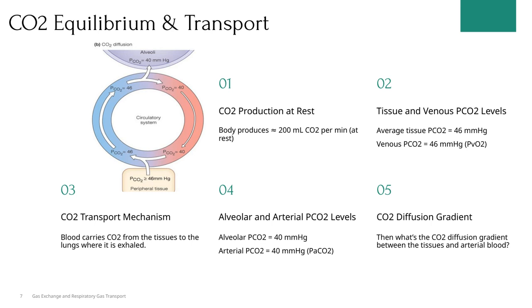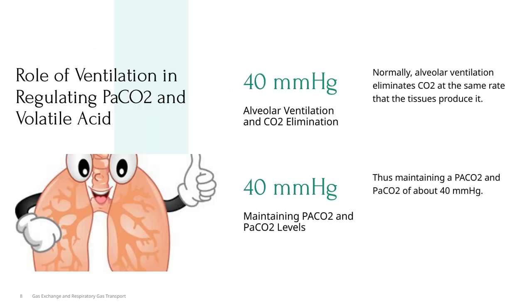Now, let's talk about the role of ventilation in regulating PaCO2 and volatile acids. Normally, alveolar ventilation is perfectly matched to the rate at which the tissues produce carbon dioxide. This balance is crucial because it ensures that CO2 is eliminated from the body efficiently. When alveolar ventilation increases, more CO2 is expelled, and when it decreases, CO2 tends to build up.